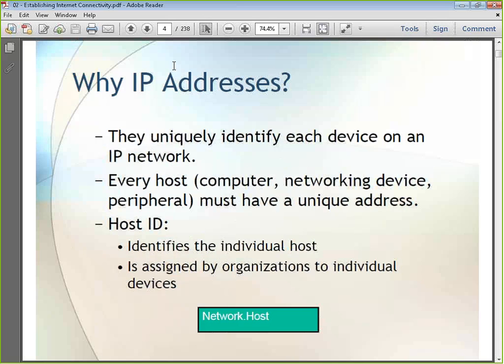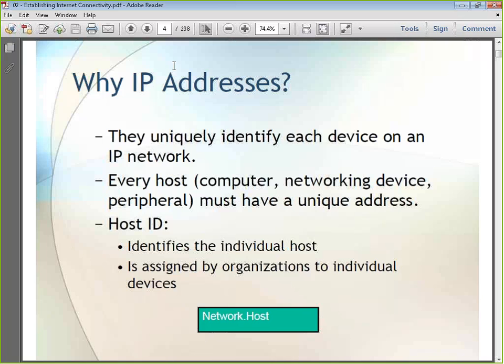Think about it in terms of humans. If 2 human beings need to communicate with each other, they need to know something about each other. They need to identify each other. That's when they can communicate. The same thing applies here. So IP addresses uniquely identify each device on an IP network. Every device is commonly referred to as a host. That host can be a computer, a switch, or any other networking device like a router or a wireless access point.